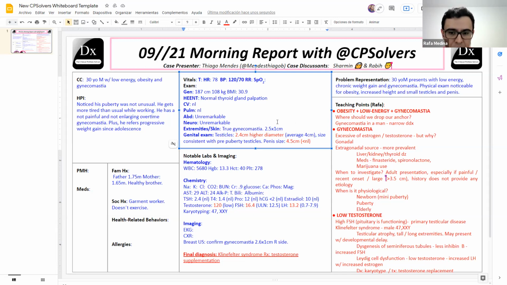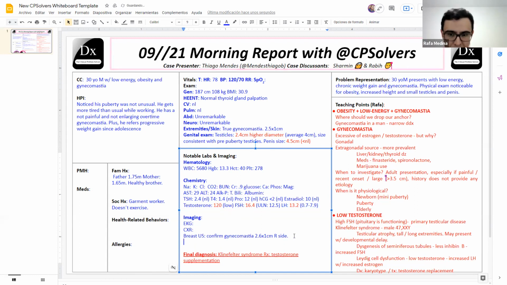And then we saw that this patient had a low testosterone, and he also had a high FSH. So we knew that the pituitary was functioning, and this was a case of primary testicular disease, a primary hypogonadism. And the most common cause that we could think about was Klinefelter syndrome, when there is a male with 47 chromosomes, XXY.